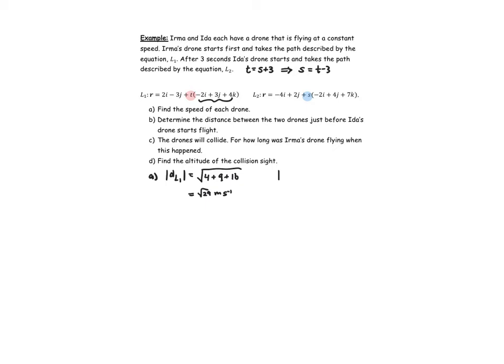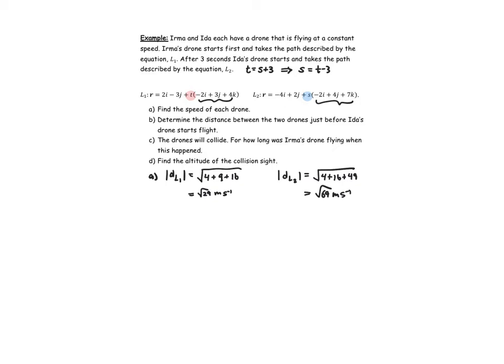Let's look at the speed of Ida's drone. The magnitude of the direction vector for Ida's vector representation would be the square root of, looks like, -2 squared, which is 4, plus 16, plus 49. So the speed of her drone, which is constant, both of these are constant, would be the square root of 69 meters per second.